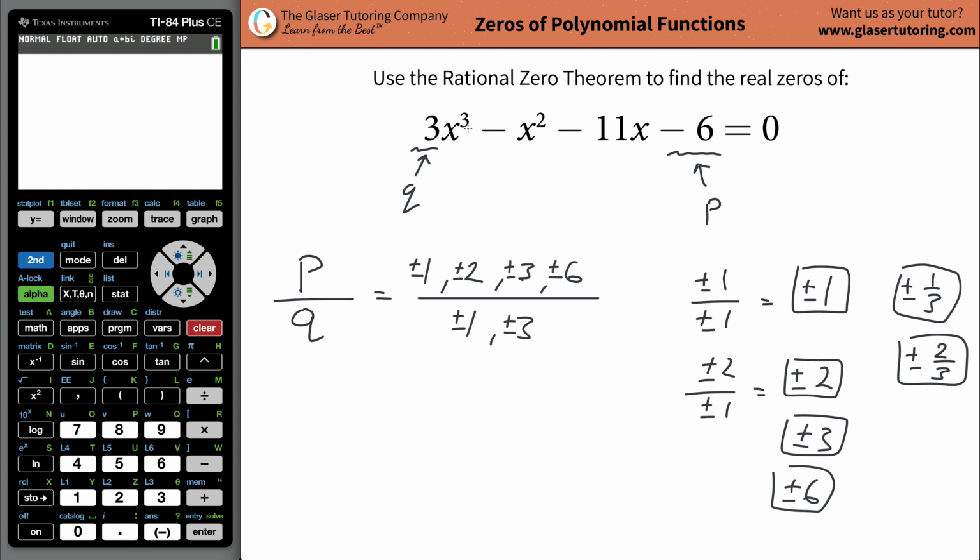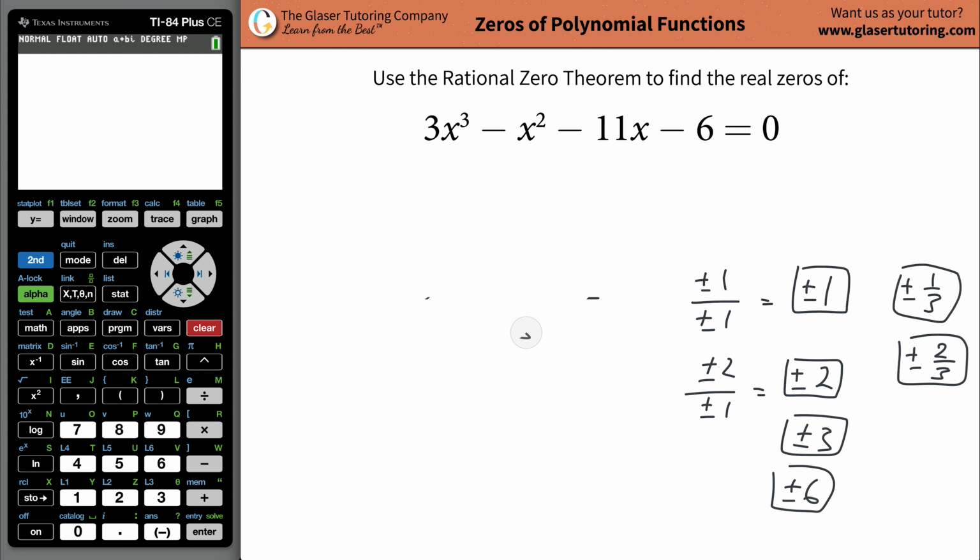But you know that this is a cubic function. So at a max, you're going to have 3 zeros, but you have 12 in your list. What that means is that we're going to have to do a little bit of guessing and checking to use this Rational Zero Theorem to really help us out.